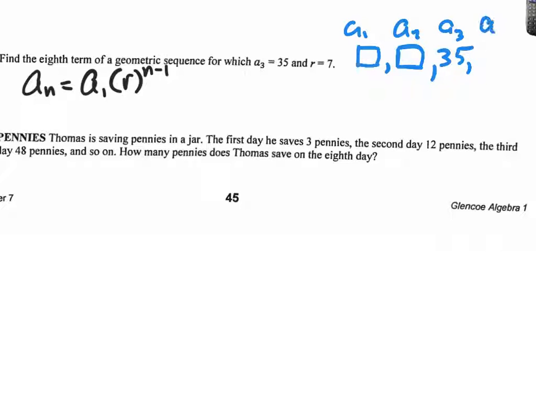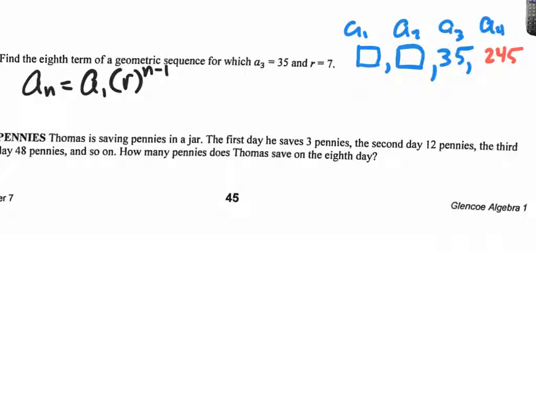Now, what would a sub 4 be, guys? With the calculator, that is. If your common ratio is 7, you'd go 35 times 7. Isn't that right? And that gives you 245 on a calculator. And you could continue with this to get to the 8th term. You could continue going, okay, times the common ratio r, get a bigger number, times 7, get a bigger number, times 7, till you get to the 8th term.